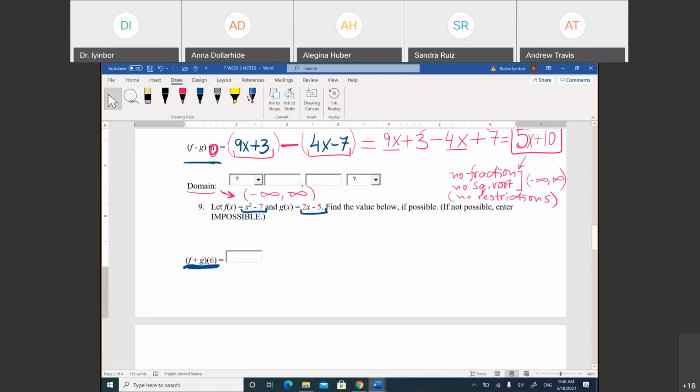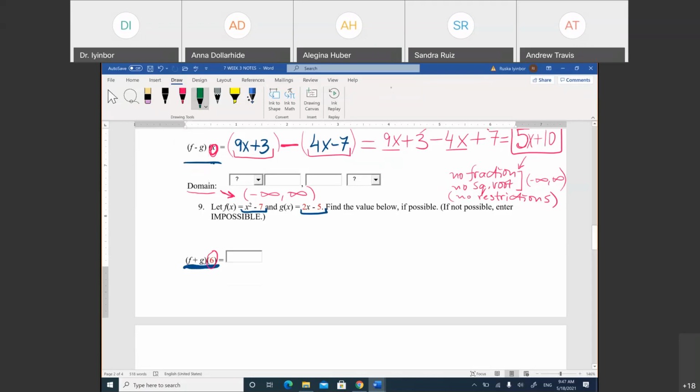So number 8, we have function f, function g, and we have to do f plus g of 6. So that means I have to replace x with 6. So what we can do here, we can do it two ways. We can plug in 6 first, in f and in g, and then add the numbers you get. Or you can do f plus g first and then plug in 6. I think the first way works faster, so I'm going to do the first way.